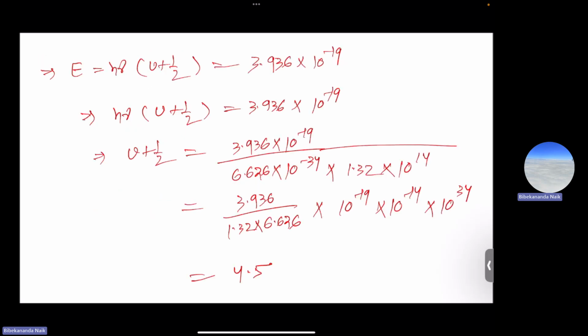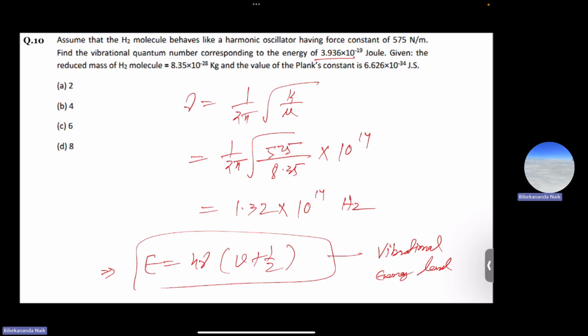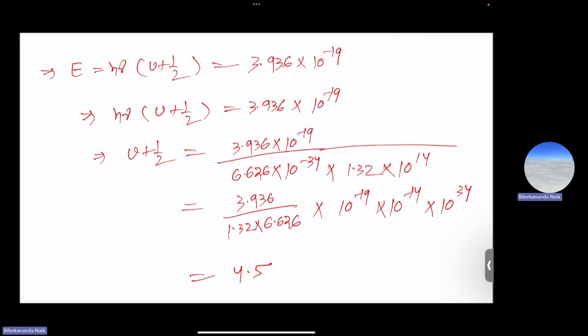So this question was pretty much similar to the previous question, but here the only unknown was the value of the vibrational quantum number. So first we calculated the value of frequency, and then by using the value of frequency we calculated the value of vibrational quantum number v. So v plus half was 4.5, so v is 4. I hope this is clear to everyone.